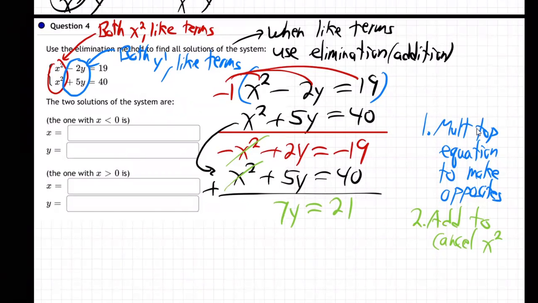So step one, we multiplied the top equation to make them opposites, right? We want to make them opposites when we're doing the elimination method. One positive, one negative, so they cancel each other out. And now we can solve for y. So that's easy, just divide by 7. So y equals 3. Okay, that's good.